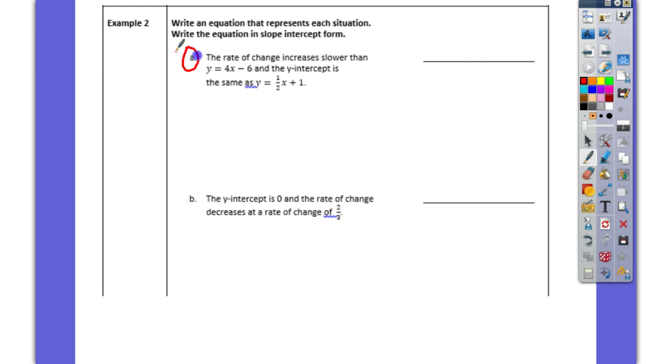Let's try this one, letter A. Write an equation that represents the situation in y equals, or slope-intercept form. So y equals. What does y equal? What do they want us to do? There's a couple little rules they want us to follow here.